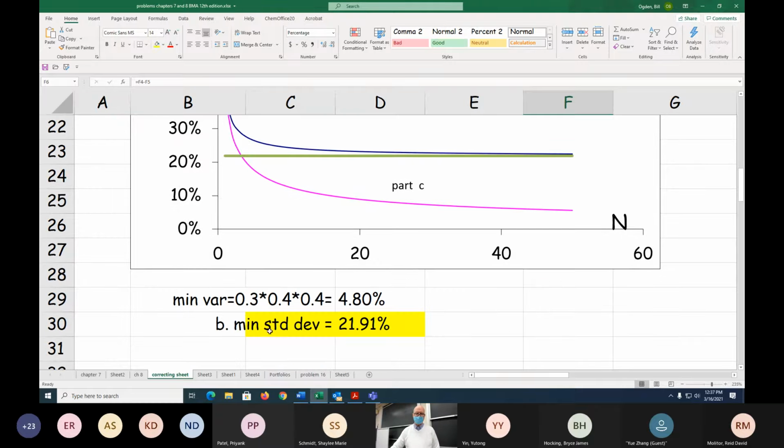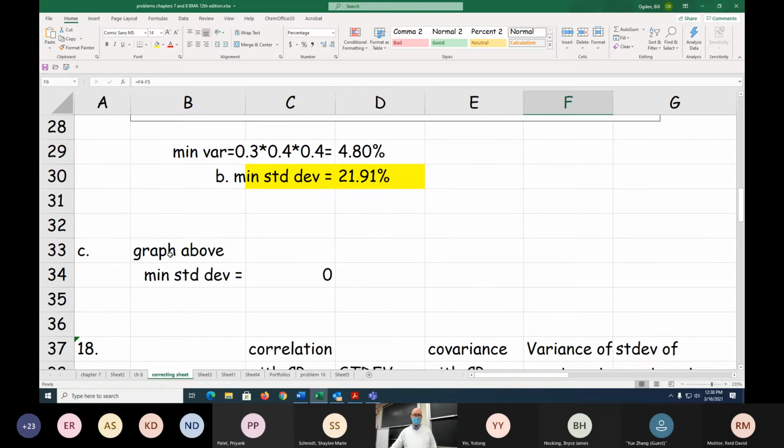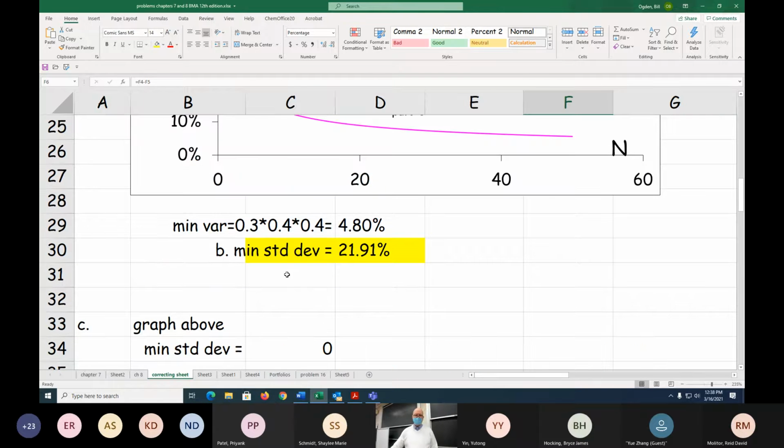So the minimum variance is 4.8%. The minimum standard deviation is 21.91%, and that's in part B, of course. In part C, the minimum standard deviation is 0. We could take that all the way to 0 if we had a 0 correlation between stocks. Do we have that? No, you don't. No such thing. All right, that's all we have here.